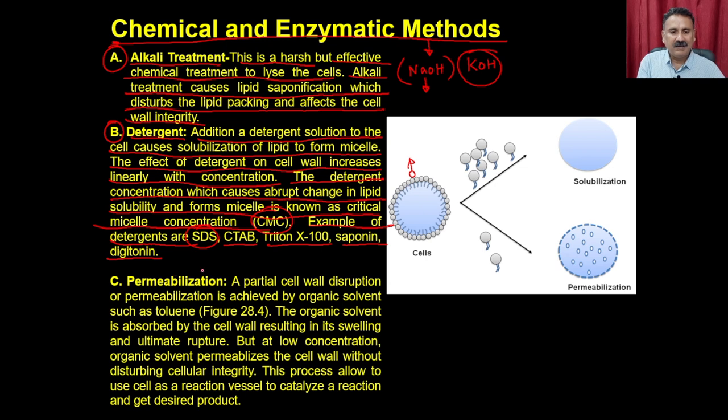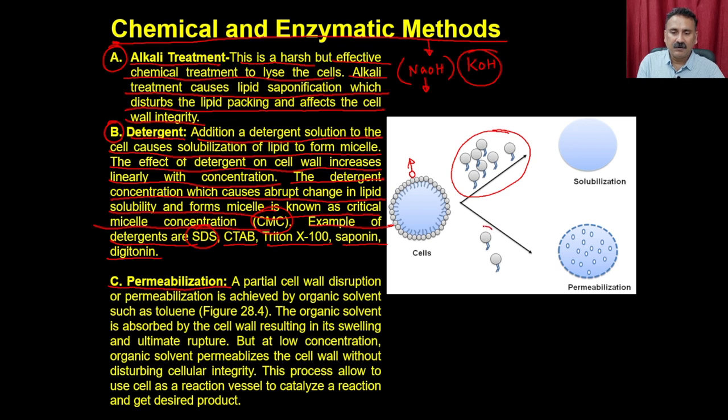A slightly different process where you can also use the detergent is called permeabilization. If you use a very high concentration of detergent, it is going to remove a large quantity of lipids from the plasma membrane, and that's how it is going to solubilize the cell. So there will be no plasma membrane, and all the cytosolic content is going to be released.